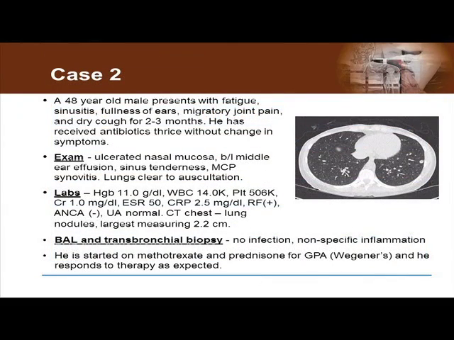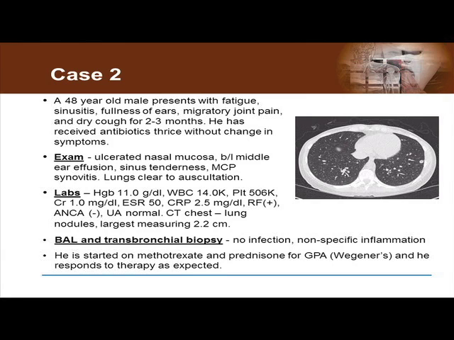This is a 48-year-old male presenting with fatigue, sinusitis, fullness of the ears, migratory joint pain, and a dry cough for 2 to 3 months. He has received antibiotics thrice without change in his symptoms. On exam, his nasal mucosa is ulcerated, he has bilateral middle ear effusion, sinus tenderness, and synovitis of the MCP joints. His lungs are clear to auscultation.